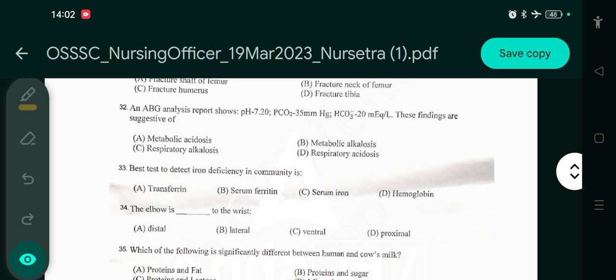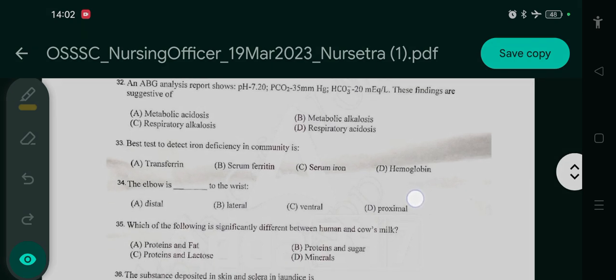Next, an ABG analysis report shows pH is 7.20, PCO2 is 35 mmHg, and bicarbonate is 20 milliequivalent per liter. These findings are suggestive of option A, metabolic acidosis; option B, metabolic alkalosis; option C, respiratory alkalosis; option D, respiratory acidosis. Here we will go through the ABG analysis.